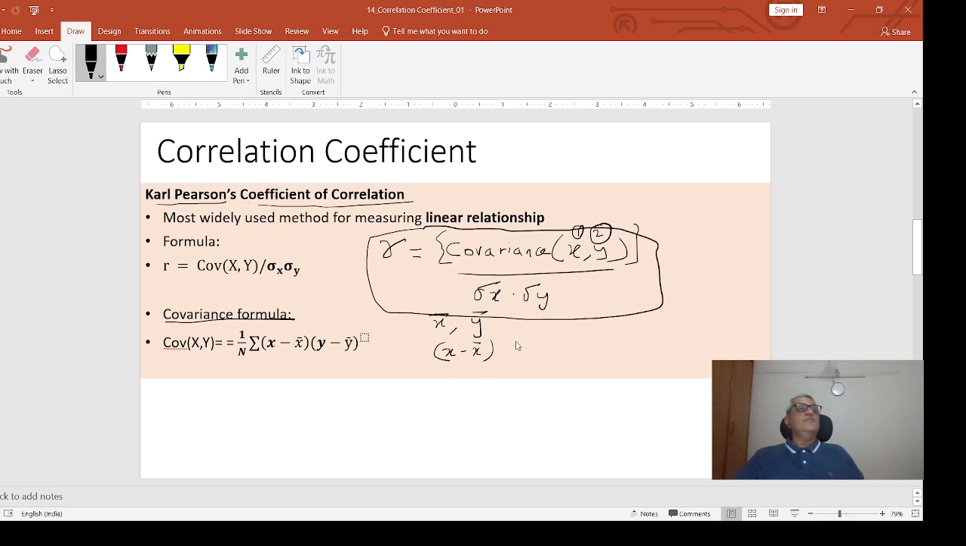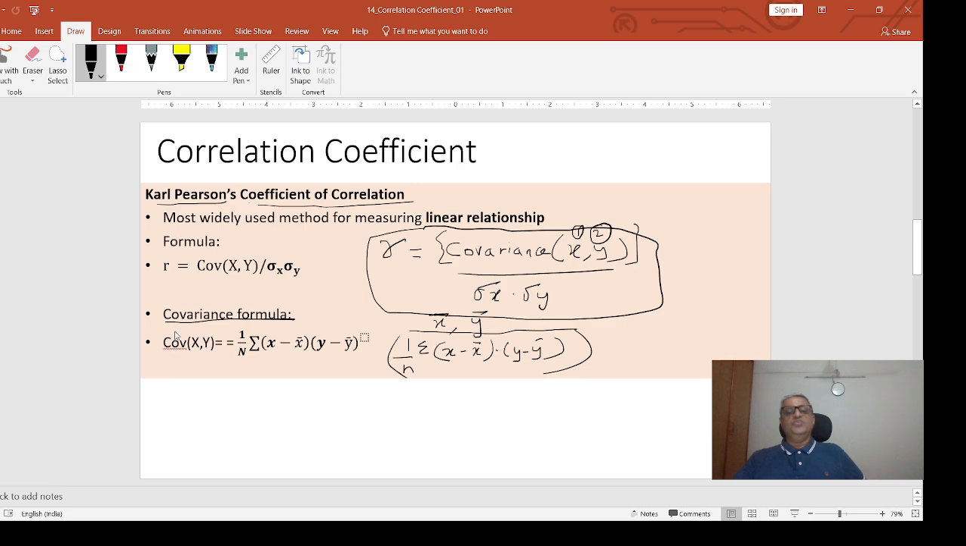Similarly, take every observation of y and subtract it from y bar, and take the product of this, right? X minus x bar into y minus y bar. Take a summation of that and divide it by n. So this gives me basically what the covariance is.